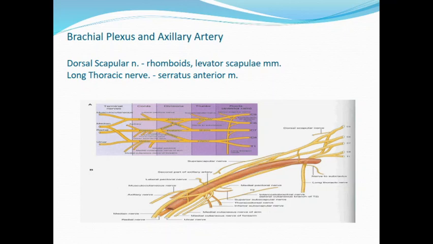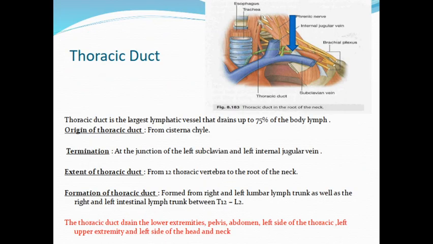The thoracic duct, which lies in the neck. The thoracic duct is the largest lymphatic vessel that drains up to 75% of the body's lymph. Origin: it arises from the cisterna chyli. Termination: at the junction of the left subclavian and the left internal jugular vein.